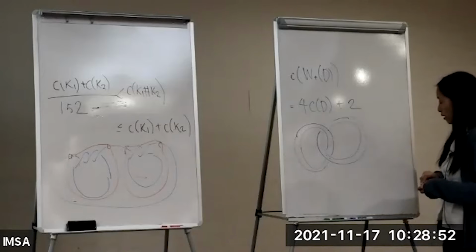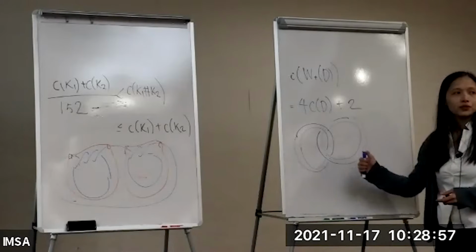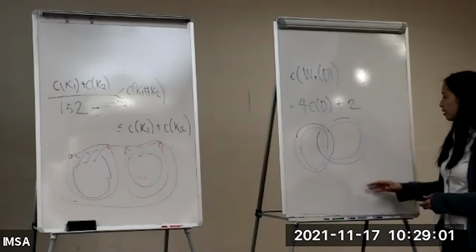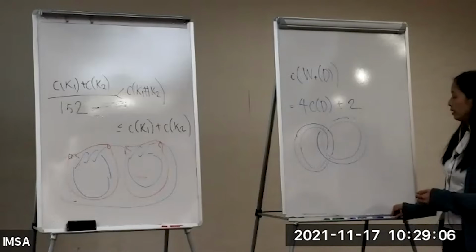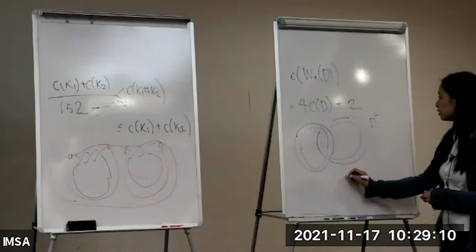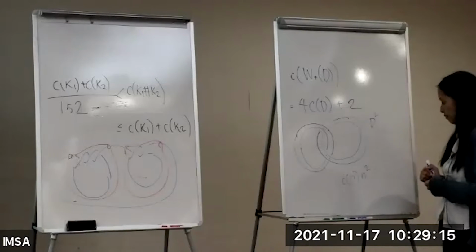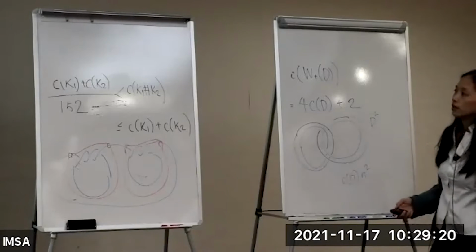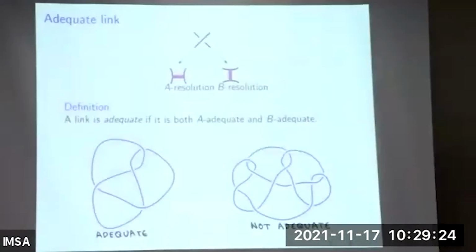So again, this is an absolute monstrous thing to evaluate, because now your number of crossings is not just growing, it's also growing with n. This is d2. In general, the number of crossings grows with n squared. Right. So what is an adequate link?